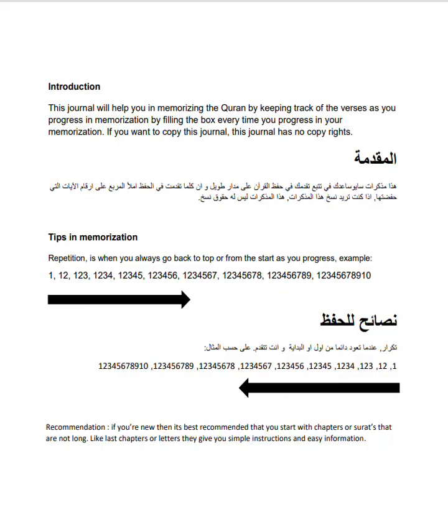Alright, so I'm just going to read the English part, and the next thing is going to be tips in memorization. The method of memorization is something called the serial repetition method. You can search it, but I'm just basically going to explain it. You always go back to the top, or from the start, as you progress. For example, if you have the verses numbered, or any items numbered, it will be like 1, then 1 2, then 1 2 3, then 1 2 3 4. So it's a method where you always go back to the top, keeping track of what was accomplished, as you progress in the new items.